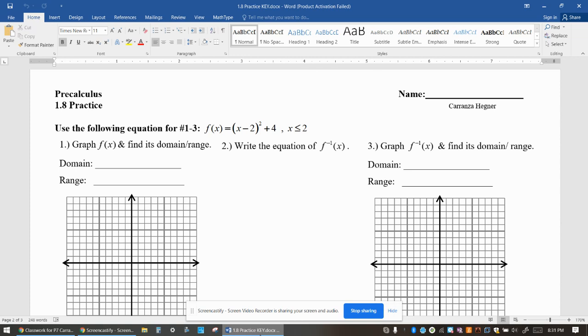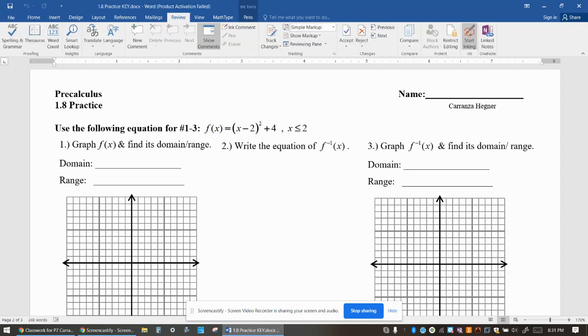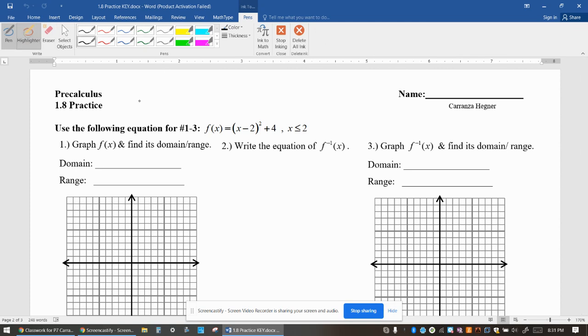If you notice, they're asking me to work with function f of x. So the first thing that you want to do is pay very close attention to what kind of function f of x is and any restrictions. Notice that they don't want this whole parabola, they want just the piece. So remember, we looked at this type of domain restriction when we looked at piecewise functions. So they just want the piece that's to the left or less than or equal to 2.